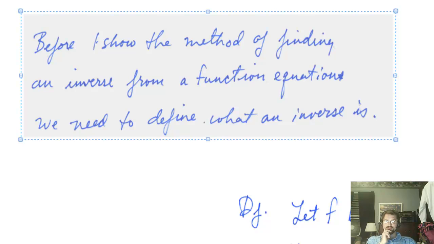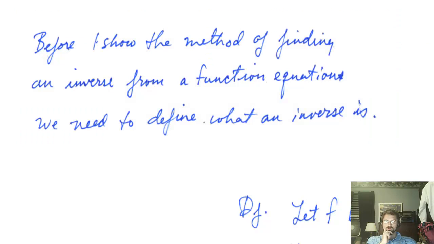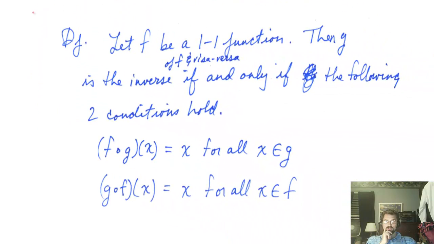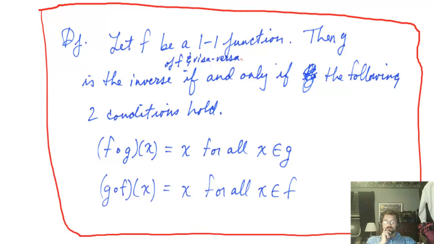Before I show the method of finding an inverse from a function's equation, we need to define formally what an inverse is. So here's the definition. Let f be a 1-to-1 function. We have to start with a 1-to-1 function. Then g is the inverse of f, and vice versa, f is the inverse of g, if and only if the following two conditions hold. So there are two conditions for us having an inverse.